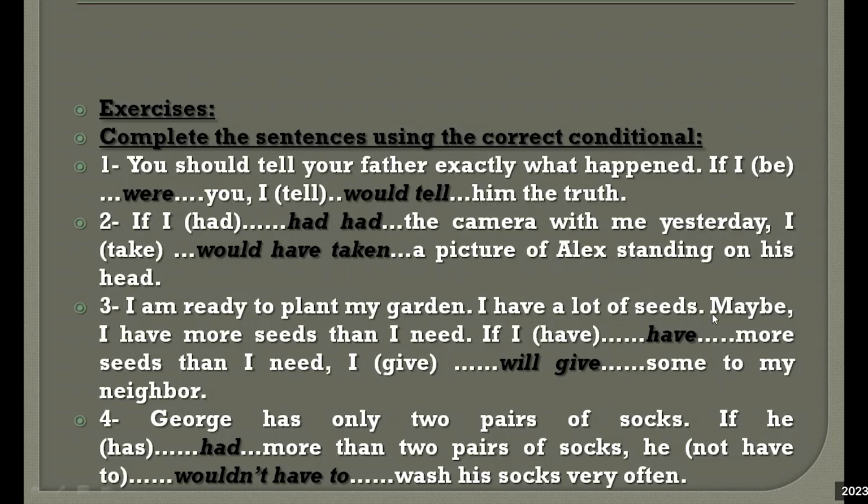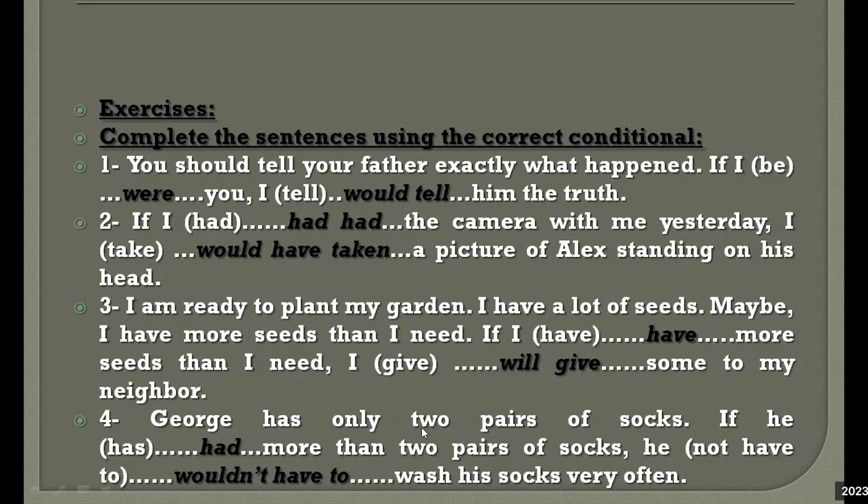Number 3, I am ready to plant my garden. I have a lot of seeds. Maybe I have more seeds than I need. If I have, that's the first conditional. That's a possibility in the future. It can easily happen because I'm actually expecting that I have more seeds than I need. If I have more seeds than I need, I will give some to my neighbor. First conditional.